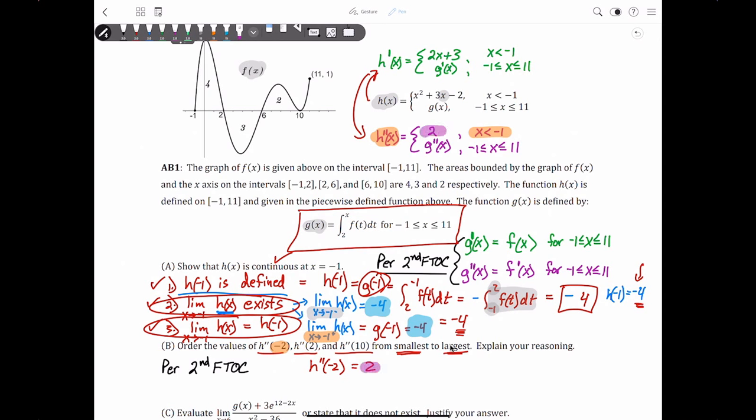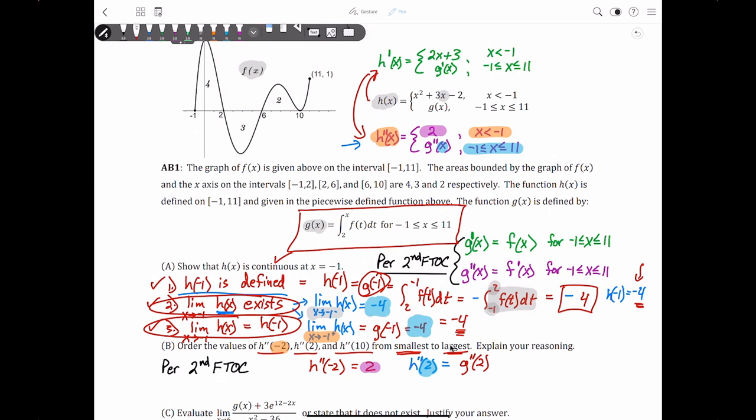Okay, so now let's look for h double prime at 2. So h double prime at 2, we're going to use this same piecewise function, but this time we're looking at a value at 2. Well, that holds in this domain interval. So we're going to insert this 2 everywhere where our variables are waiting. Therefore, h double prime at 2 is the same as g double prime at 2.